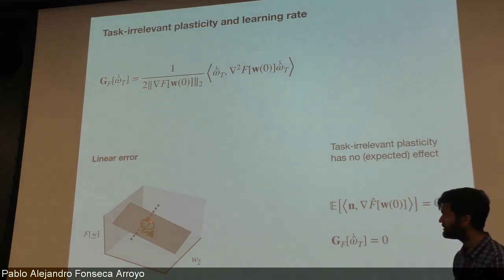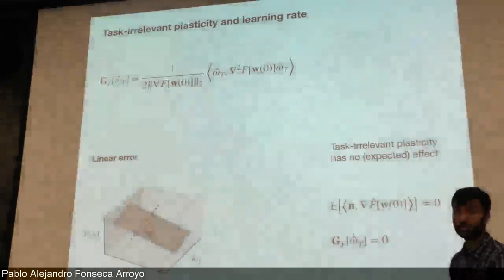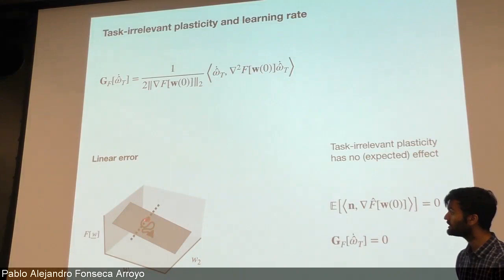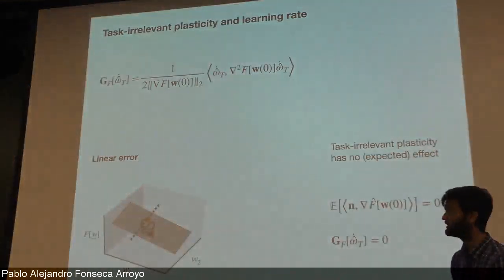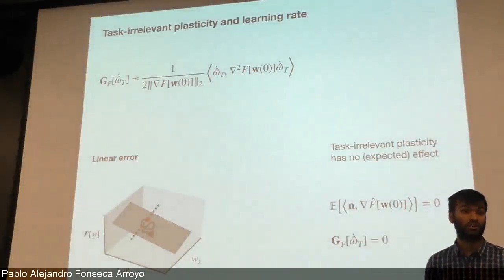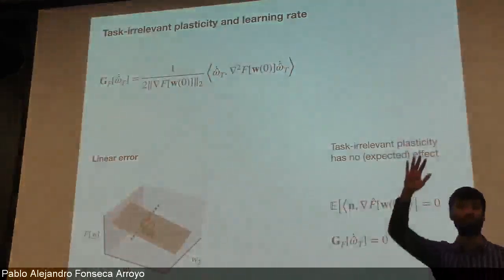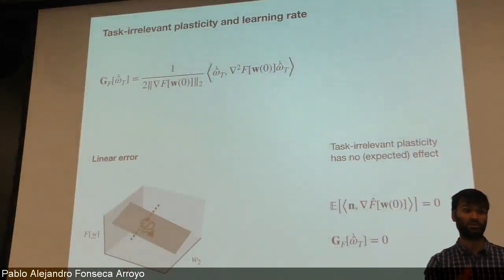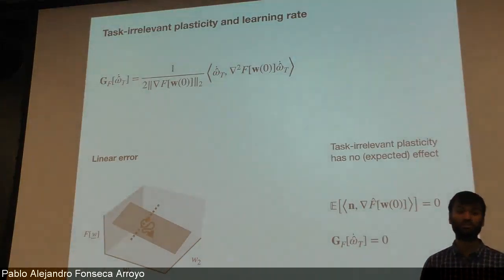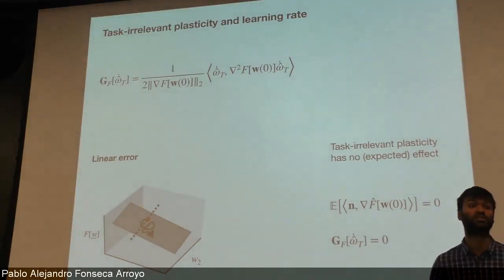Why? Because I'm here on a linear error surface, and I'm trying to go downhill. Suppose I only go in a direction that's very weakly correlated. It doesn't matter, I still go downhill. Suppose I have lots of random movement. Well, it's equally likely to go up the error surface as it is to go down. So I'm linear, so in expectation, task irrelevant plasticity would have no effect on a linear error surface.